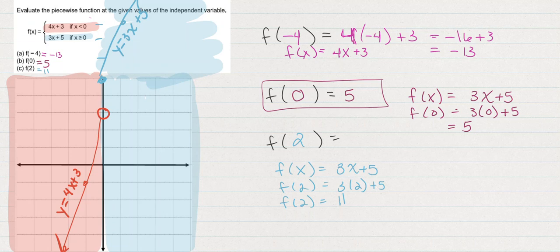Let's compare our values with this. When x was 2, notice that we fell into the 3x plus 5 and we got 11. When x was 0, we were right here on the value, right here on the axis, so y equaled 5. And then when x was a negative, we were in the pink, so we followed this pink function down and we got a negative 13.